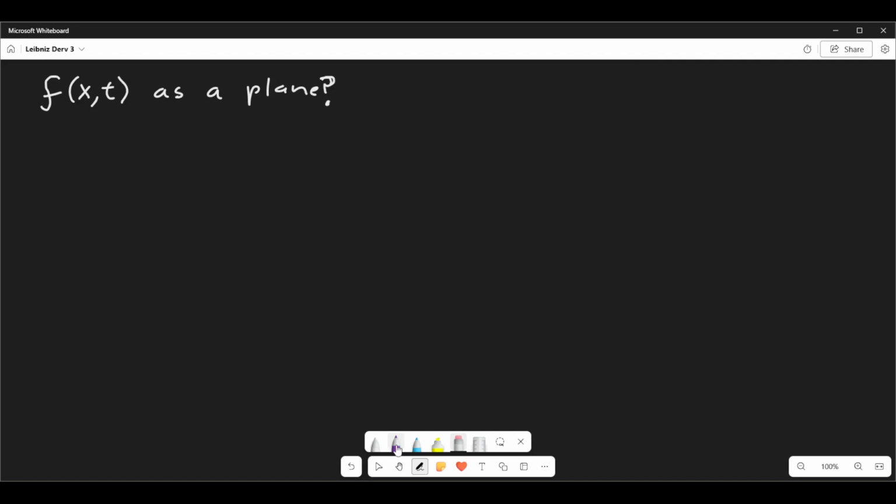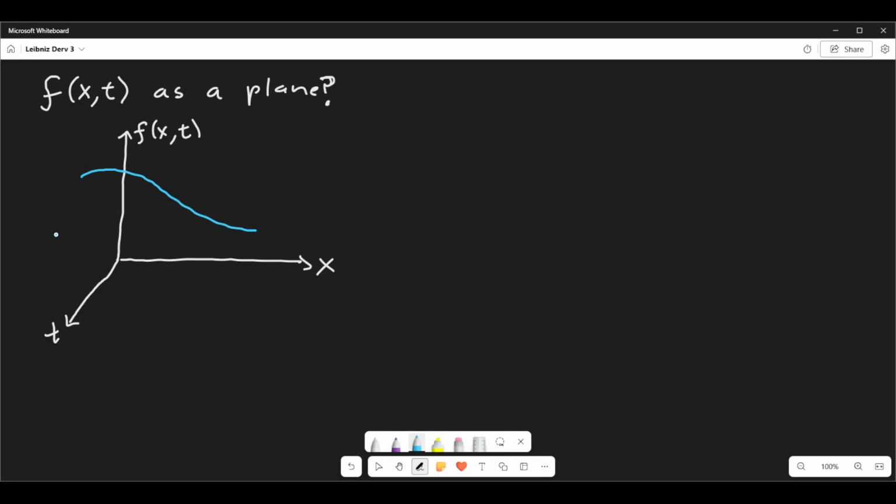So the question is how to do this. Basically you draw this, do this as t, and this is x, and then this is f of x and t, and f of x and t is some kind of slope.